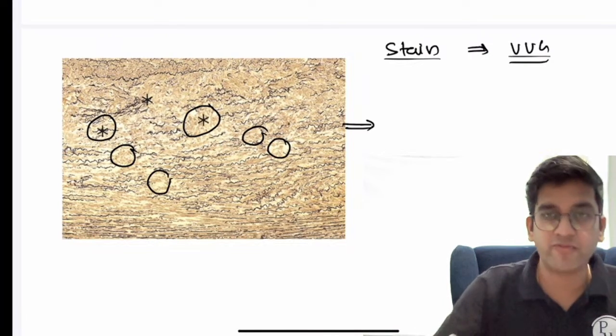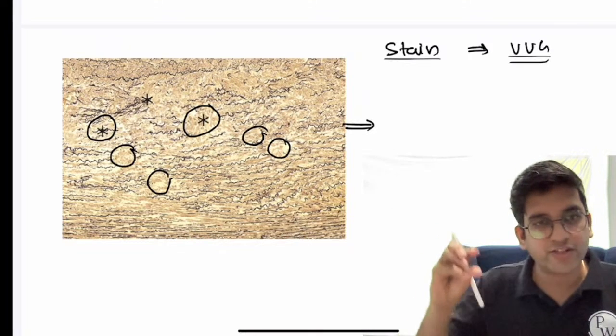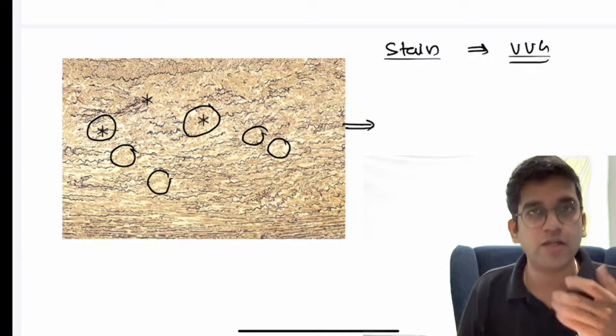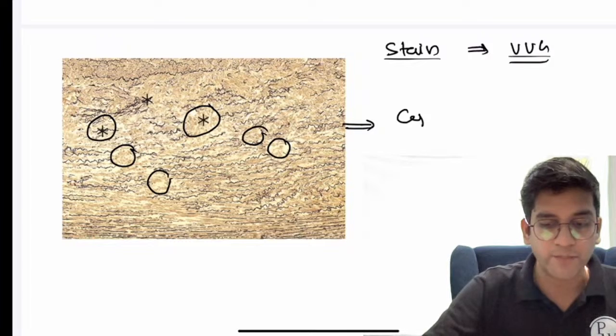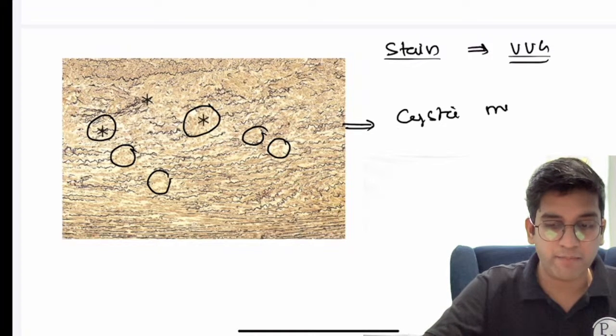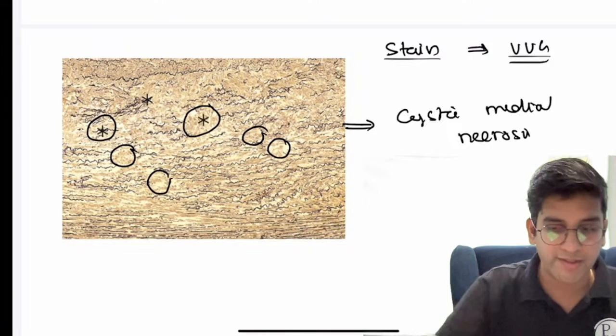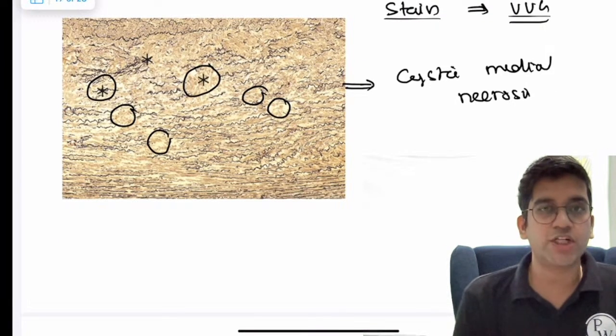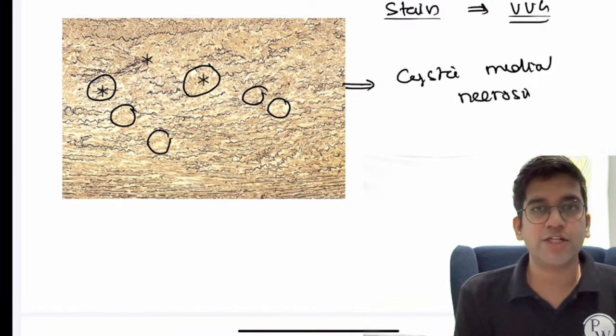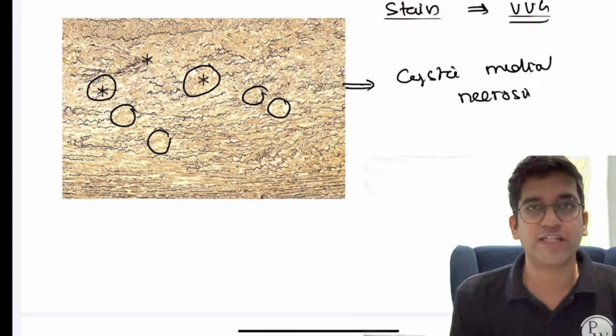So what is this microscopic finding called? Tiny cyst-like areas of destruction in a blood vessel in an elastic artery. We call this cystic medial degeneration or cystic medial necrosis. Next question is, where do you see this? Which condition do you see cystic medial necrosis or cystic medial degeneration in?